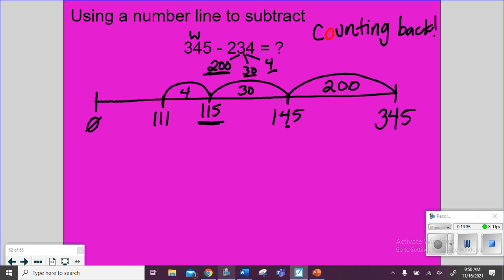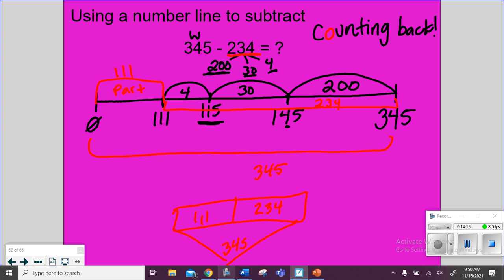Now, this section is my other part. 0 to 111, that's 111. 111 to 345 is my 234. And then my whole is 345. So I know, Bladen, you were saying that this looks like part whole. It should look like this.